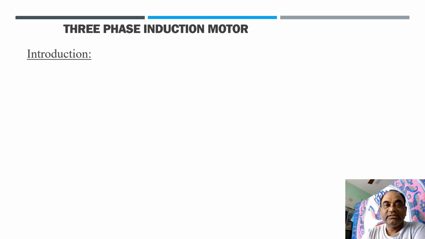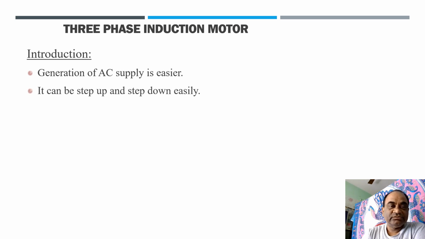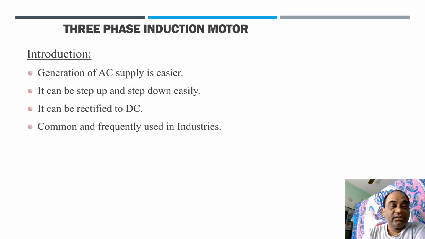This video of mine is going to be on induction motor, the three-phase induction motor. So why are these AC motors more preferable in the market? AC generation is easier. AC power generation is comparatively easier, and AC power supply can be stepped up or stepped down, and it can be rectified to DC as well. Common and frequently used in the industry is AC power.